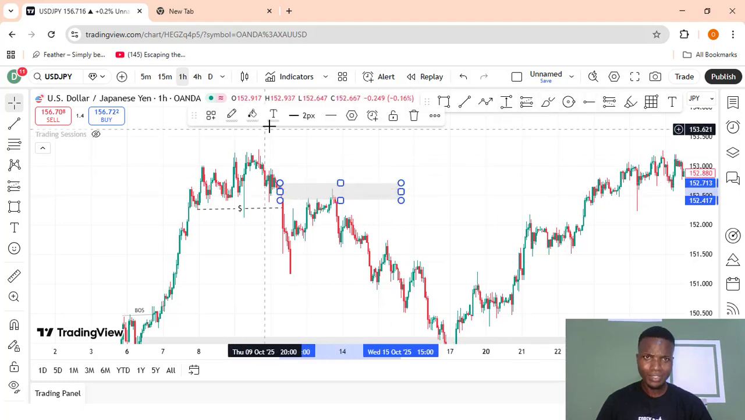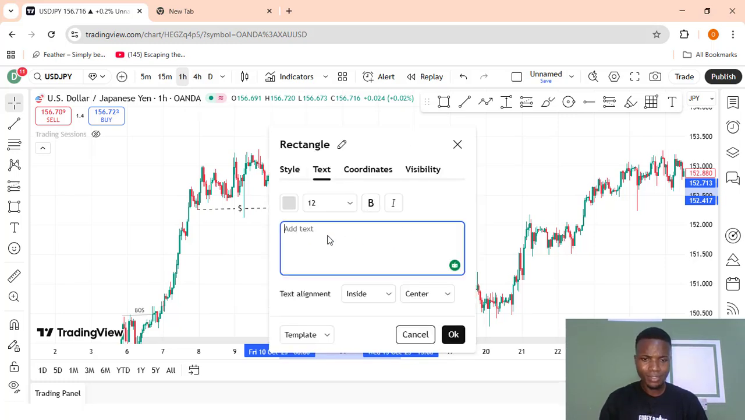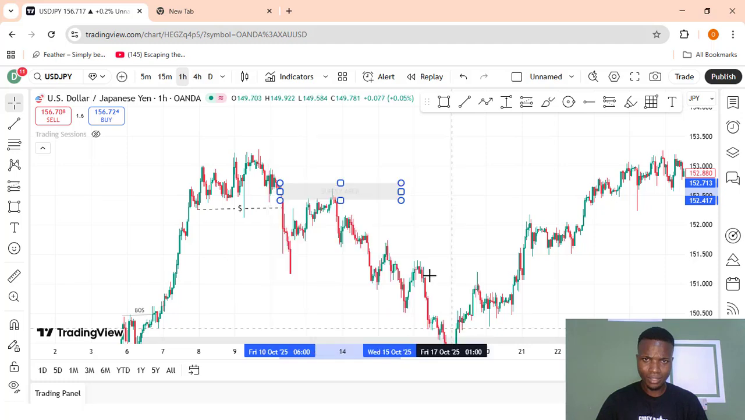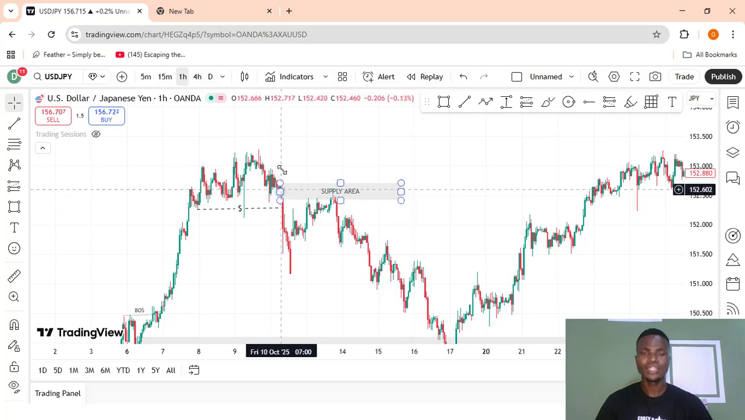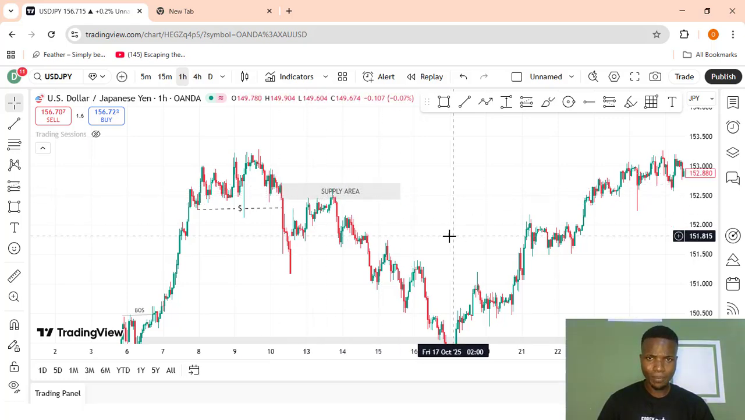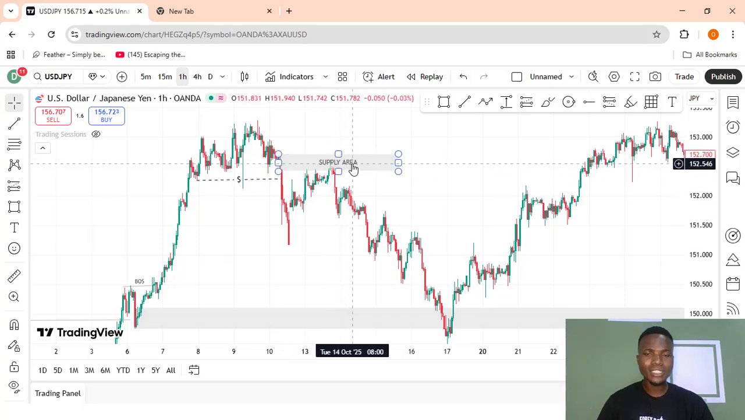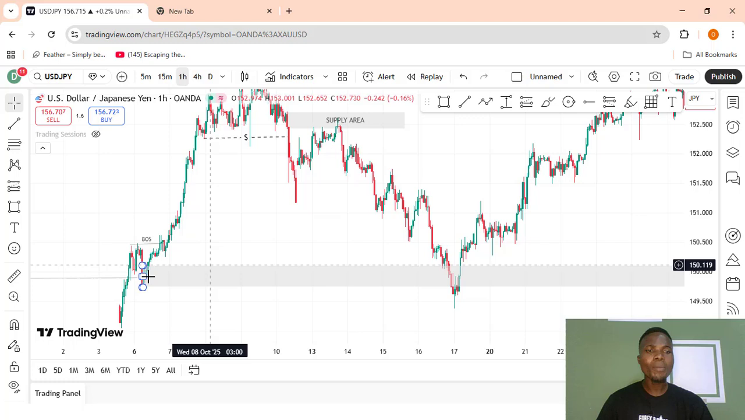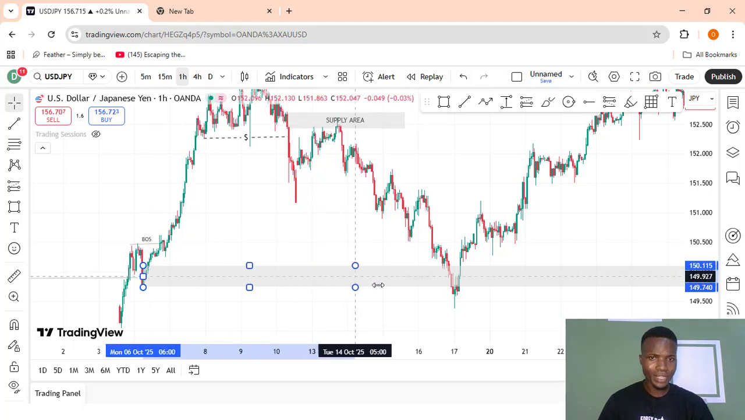Supply area. Can you see that? So this is our supply area. Since price has tapped into this supply area, it causes this market to go downward, to come and respect this previous demand area. I want you to understand this very well.